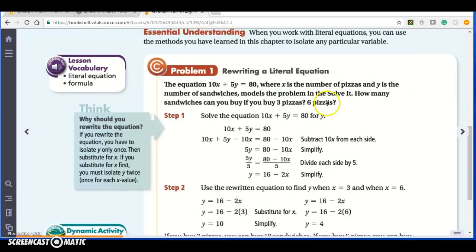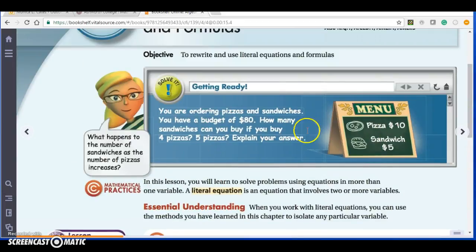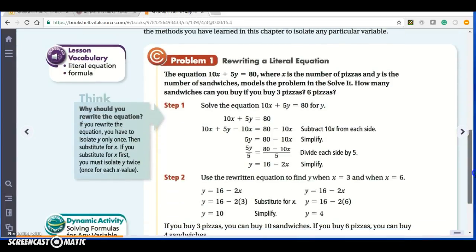It says the equation 10x plus 5y equals 80, where x is the number of pizzas and y is the number of sandwiches, models the problem, and then solve it. So remember to solve it. Here is an equation to model that. How many sandwiches can you buy if you buy 3 pizzas or 6 pizzas?